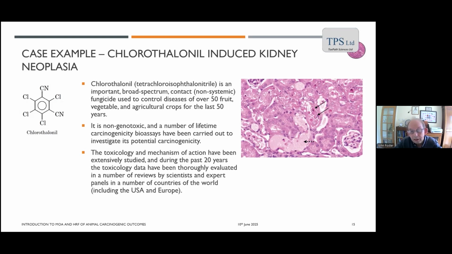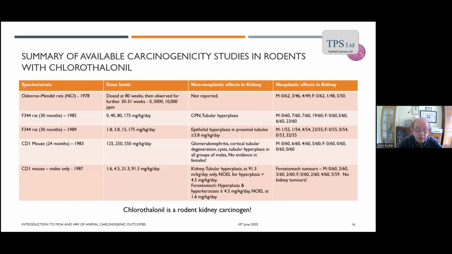This is what you see early on in the first week or so. So you've got hyaline casts here, and you've got single cell apoptosis or necrosis within the kidney. Nothing in the liver, nothing in any other organs. But because this is an old compound, there's been a number of different carcinogenicity studies, certainly in the late 70s and throughout the 1980s, in various rat strains, Osborne-Mendel and Fischer, and CD1 mouse as well, some 24 months, some 18 months.